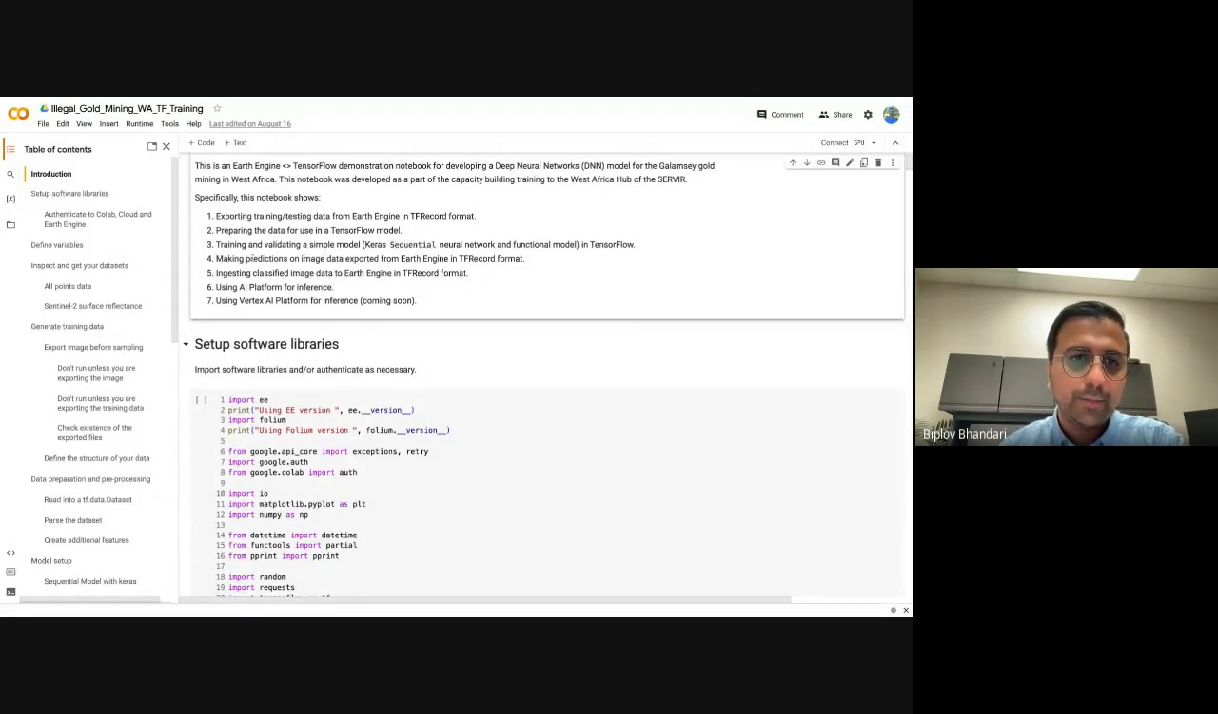Then we'll see how we can make predictions on the image that we exported from Earth Engine, and how we can ingest those classified images back into Earth Engine. We'll see three ways you could do inference. We talked about inference briefly yesterday. Inference is making predictions using your trained model on unseen data. First, we'll see a classical way where you download an image from Google Earth Engine, produce the output, and then push that output back to Earth Engine. That's a very classical way of doing it.